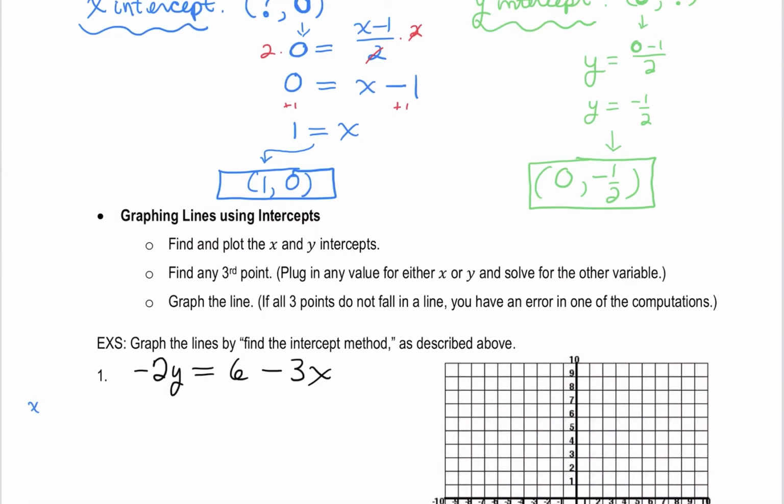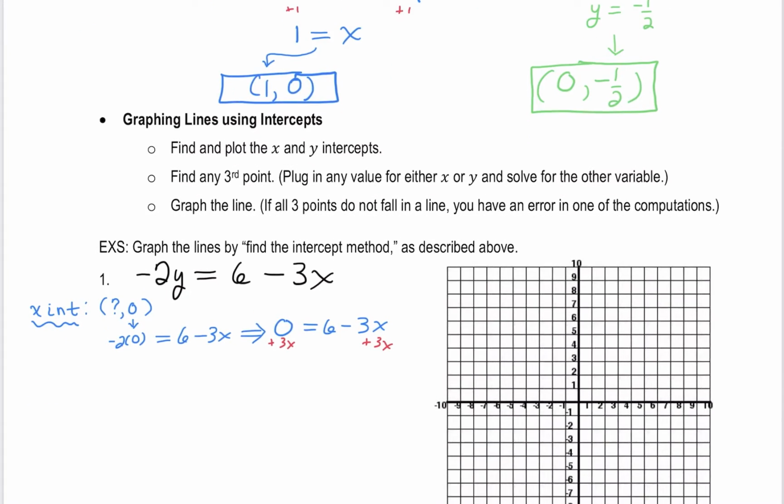Okay, let's start with our x-intercept. So x-intercept is where, again, we're going to sub in 0 for y and figure out what the x-coordinate is. So 0 goes in for y, so we're going to have negative 2 times 0 equals 6 minus 3x. So that means I have 0, and maybe you just start like that. 0 equals 6 minus 3x. And now we just need to solve this for our x variable.